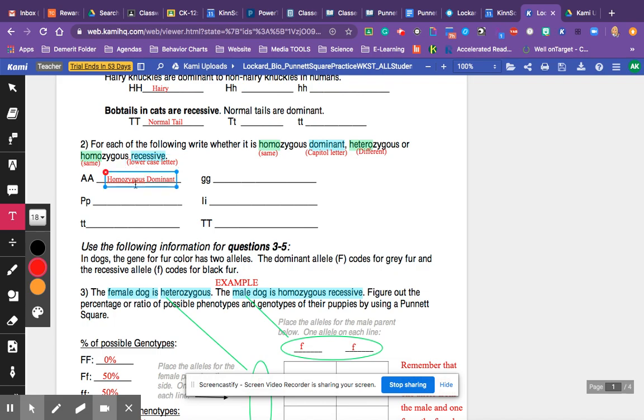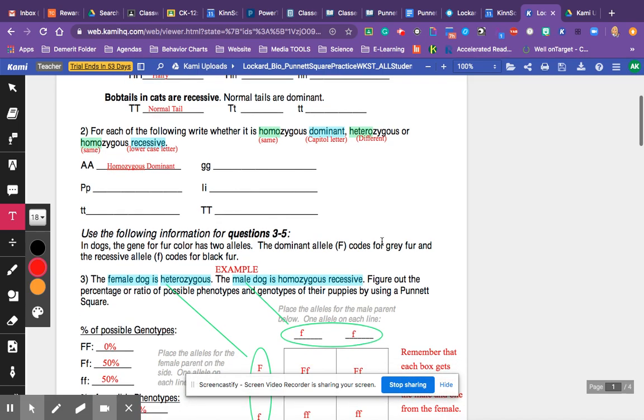So you are going to go through these and fill out if they are homozygous dominant, two capital letters; heterozygous, capital letter, small letter; or homozygous recessive, two lowercase letters. You're going to write those out right here.